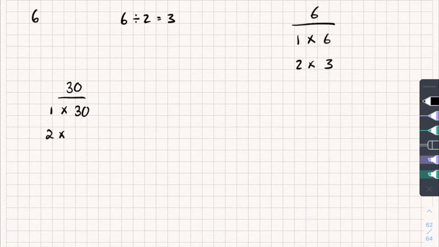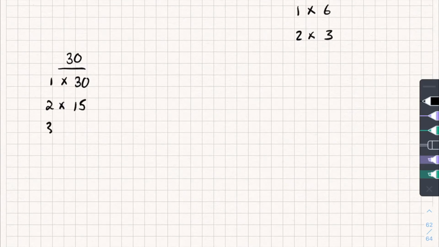What about the number 2? Can I multiply 2 by a whole number to get to 30? Well, yeah, I can. I can multiply it by 15. How about 3? Can I multiply 3 by anything? Well, I can. It's 10. What about 4? Is there a whole number I can multiply by 4 to get me to 30? No, there isn't, so it's not in my list of factors.